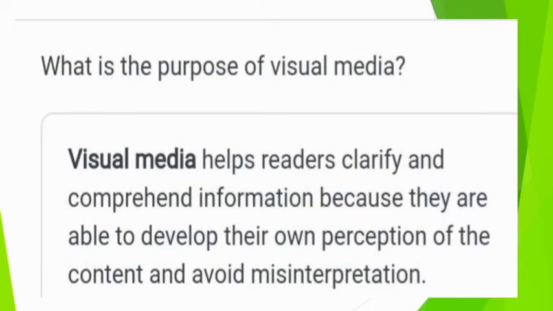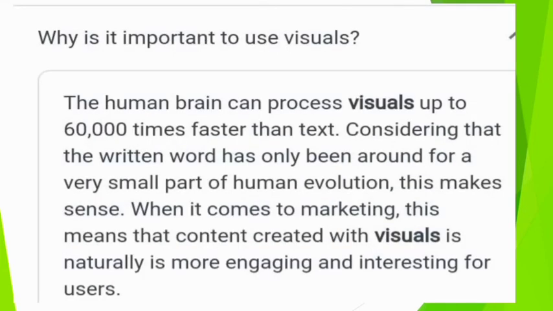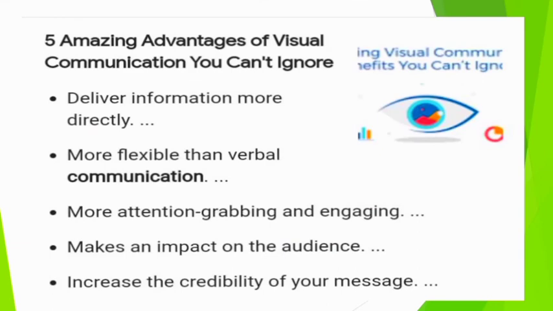Visuals help us to clarify and comprehend information. The human brain processes visuals up to 60,000 times faster than text. Now we'll discuss some advantages of visual communication. It delivers information faster and directly. It is more attention grabbing, and it makes a good impact on the audience.